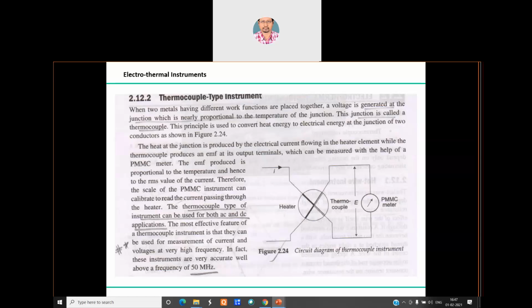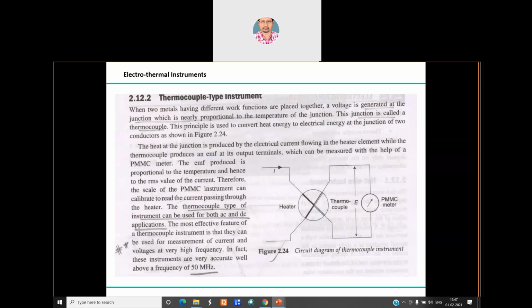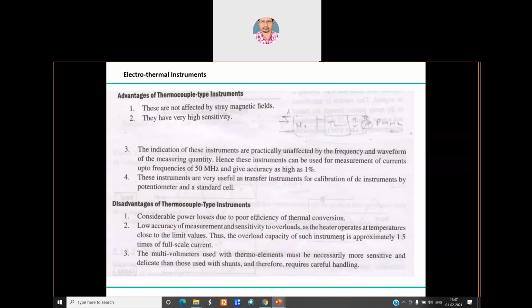It's much more than what you see in the case of the hot wire type of instrument. There you can reach up to tens or hundreds of kilohertz, but here you can very easily achieve the megahertz range, 50 megahertz. Very popular in communication applications, satellite communications, and different kinds of high frequency applications. Clear? These are not affected by stray magnetic fields. Very high sensitivity, as I've said, and very accurate. It can give you very accurate results for high frequency applications.